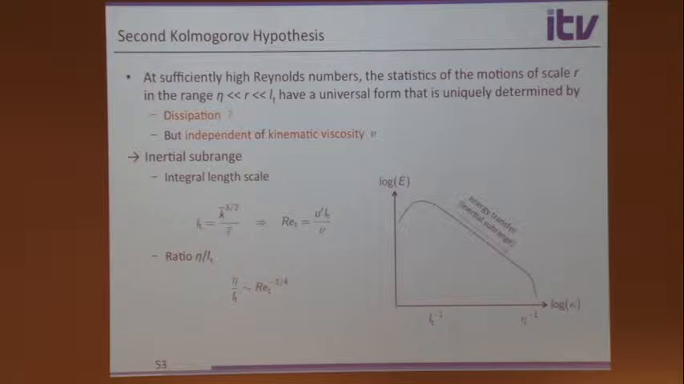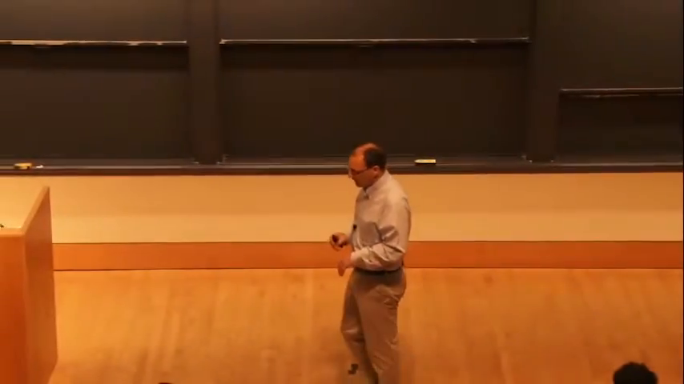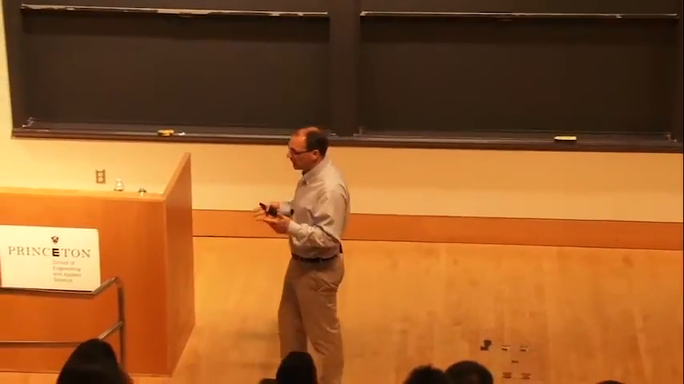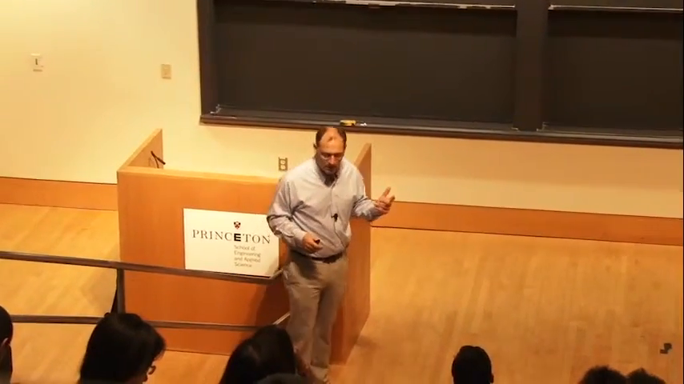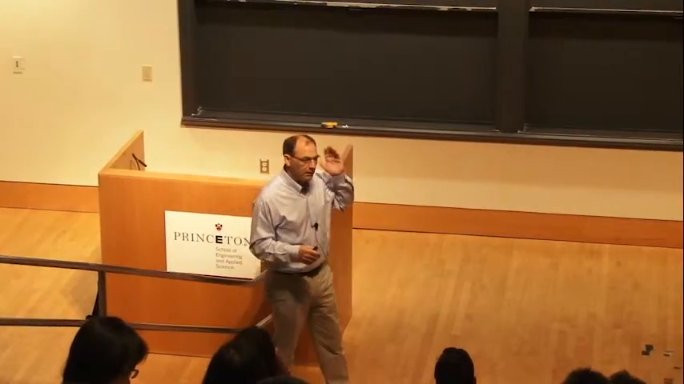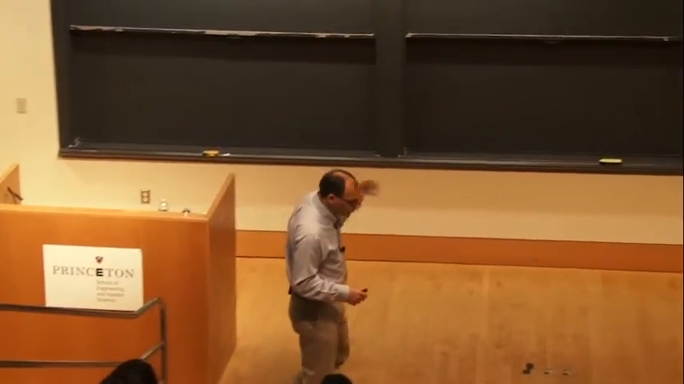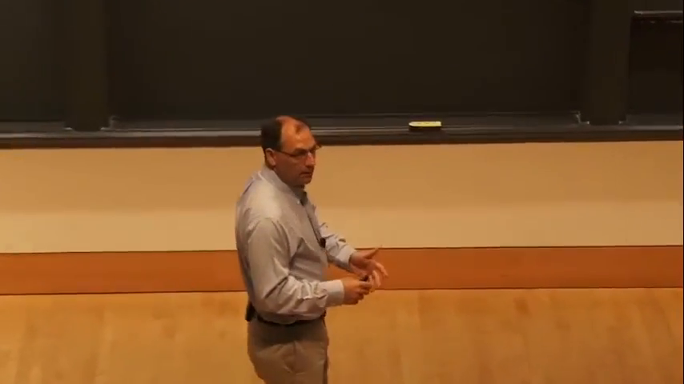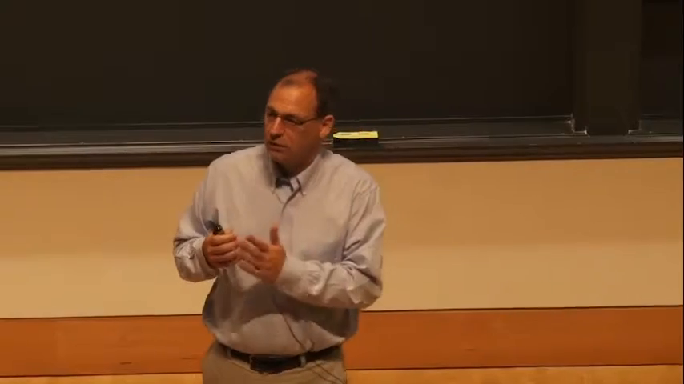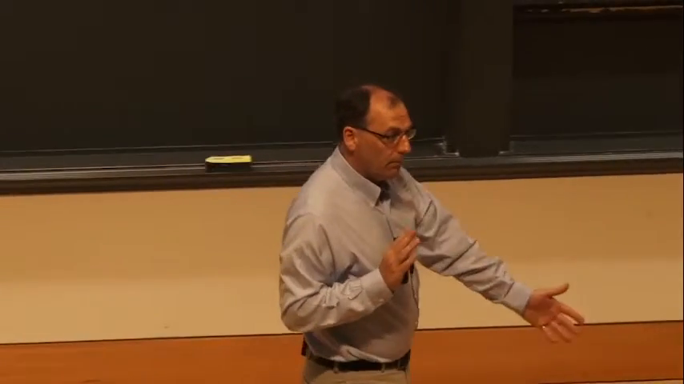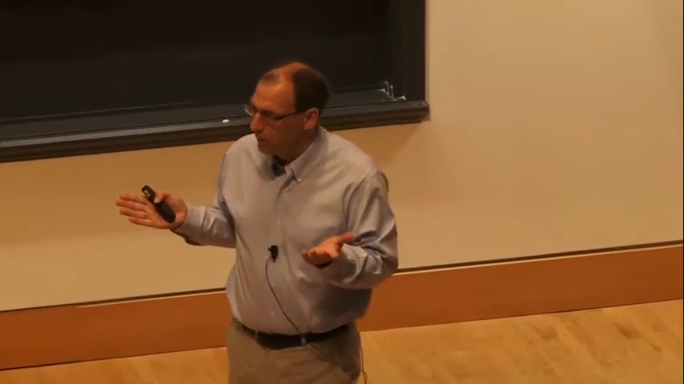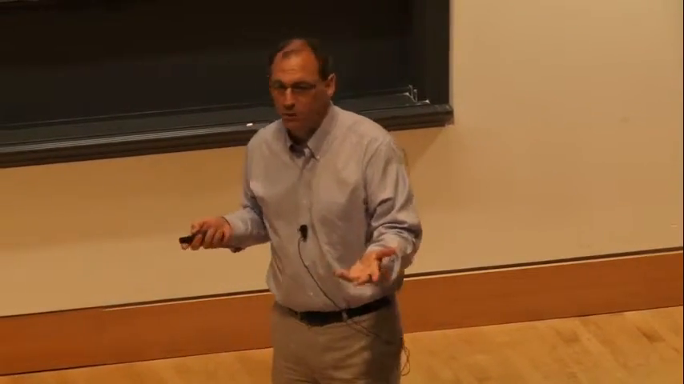at scales that are much smaller than the large scales, then things don't depend on the large scales really anymore. And that was the first hypothesis. But then he said, what if I look at length scales that are much smaller than the large scales, but at the same time much larger than the small scales? Somewhere in between. If I'm much larger than the small scales, then it shouldn't depend on viscosity anymore, because the viscosity becomes only important at small scales.